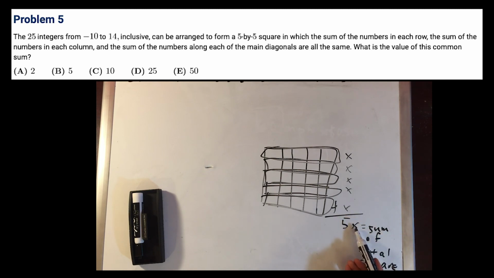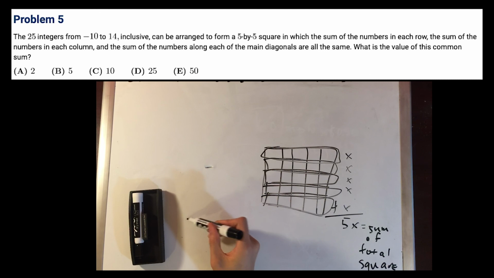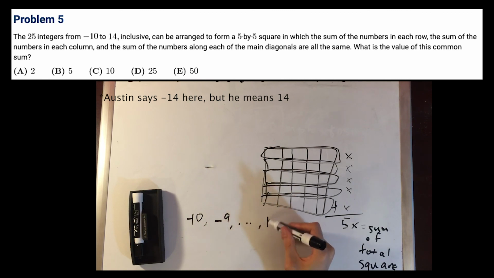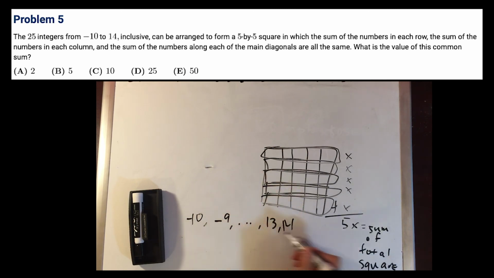And x is just what we want to figure out, right? And we can figure out what the sum of the total square is. So now we're on track to actually solving the problem. So now we just have to figure out what the sum of the total square is. And we're given that the numbers in the square are the integers from -10 to 14 inclusive. So these are going to be the integers in our square, and we need to find the sum of all of these. Now you could sum these one by one, but that will take very long.